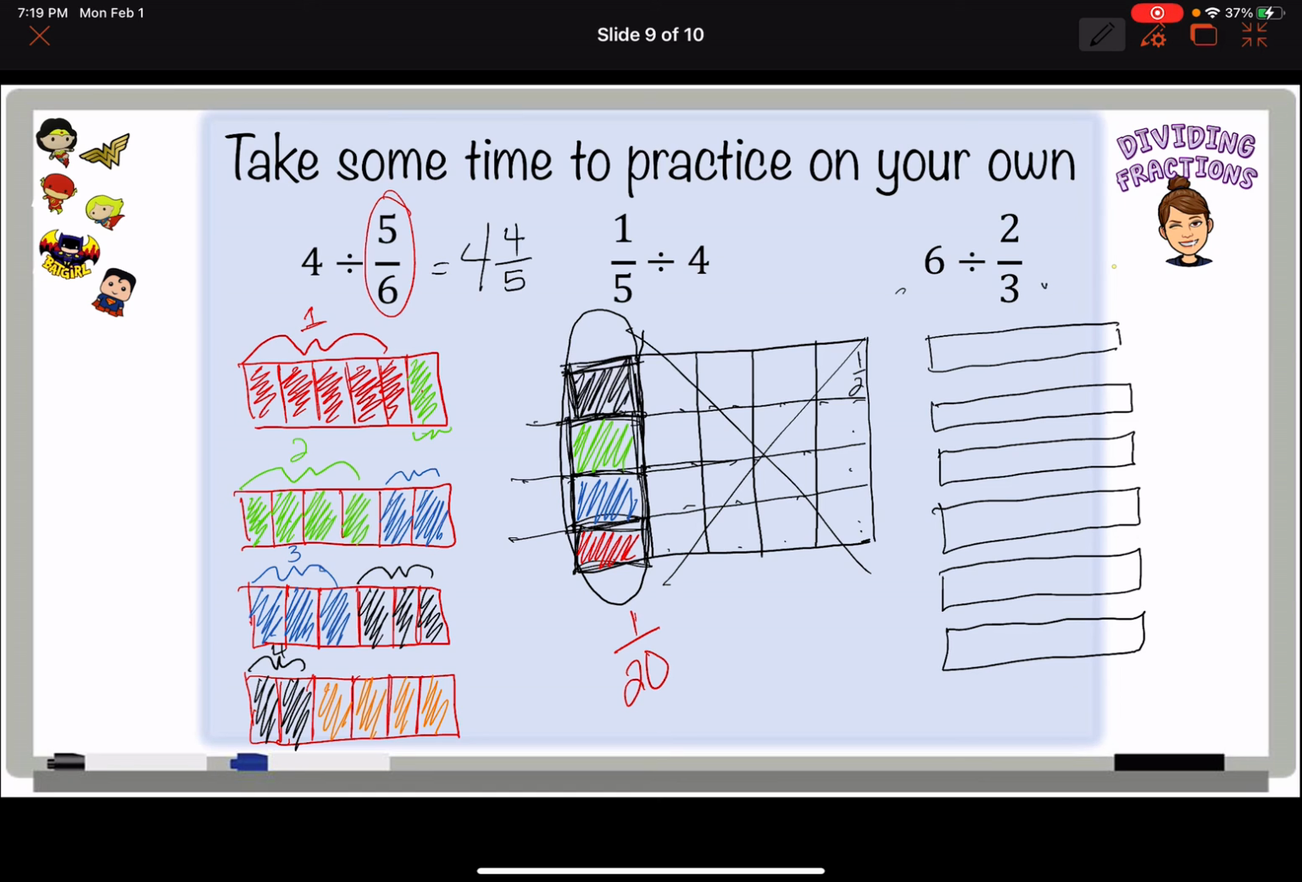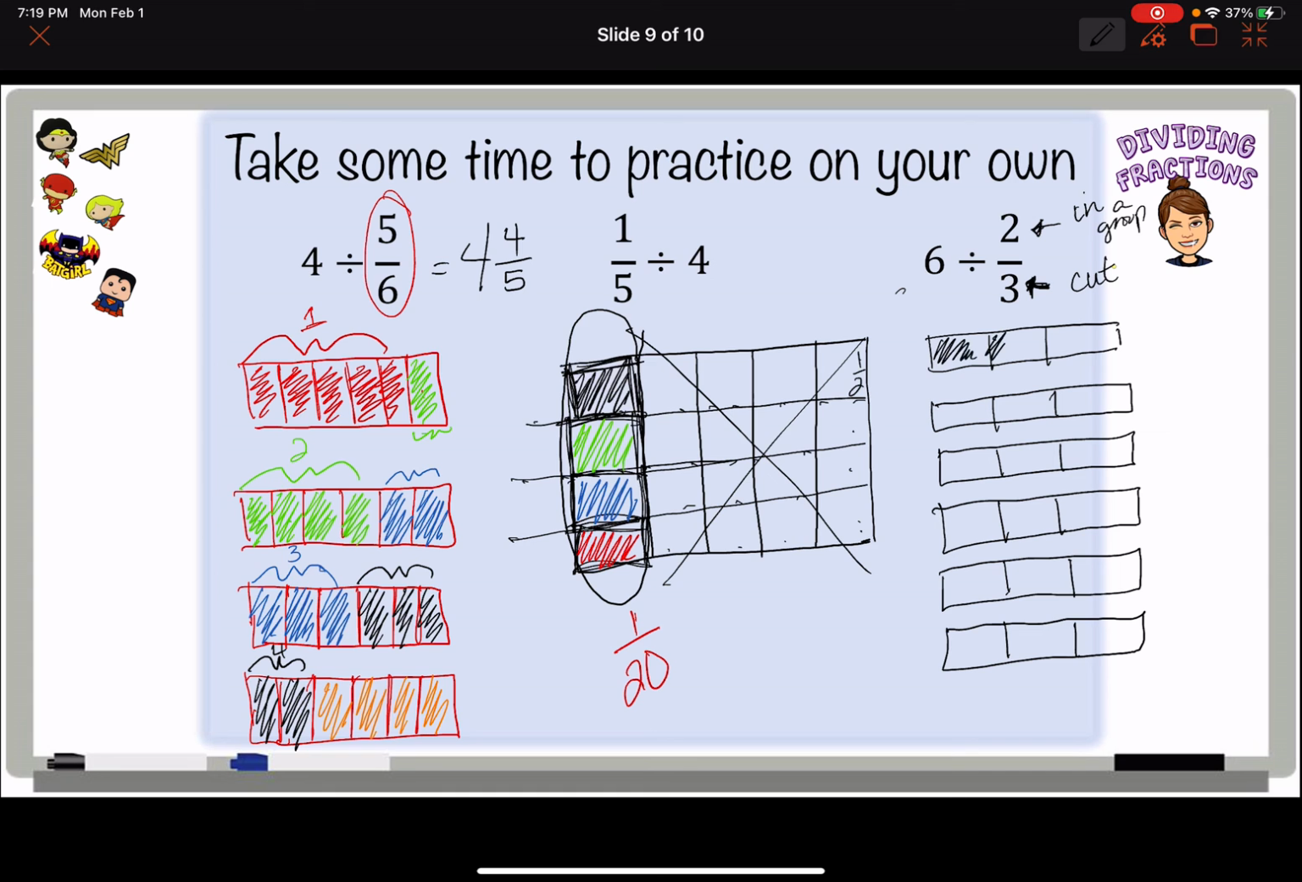Now, each of these I need to cut into thirds. So I'm going to cut them into thirds. And I'm going to put 2 in a group. So 1, 2, 3, repeated for each of the 6 boxes. And then 2 in a group.